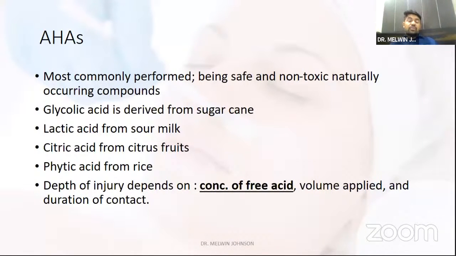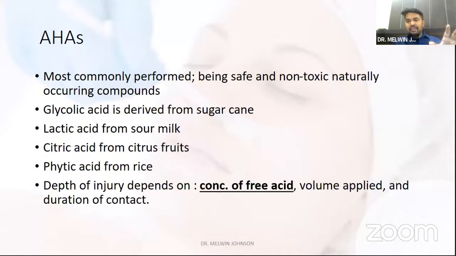Okay, so the depth of injury in AHAs, especially alpha hydroxy acids, depends on the concentration of free acid. Okay, that is the percentage, and the volume applied, like how many layers of acid you are applying. So I'll tell you what happens. Whenever a weak acid is applied, acids always react, right? And why are they reacting? Because the surface on which you are applying the acid is a neutral surface to the acid.